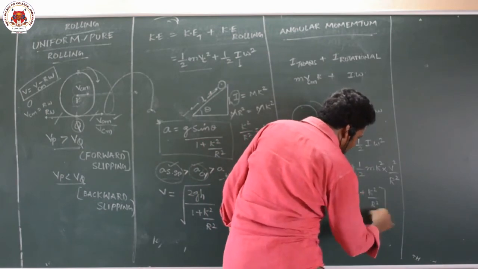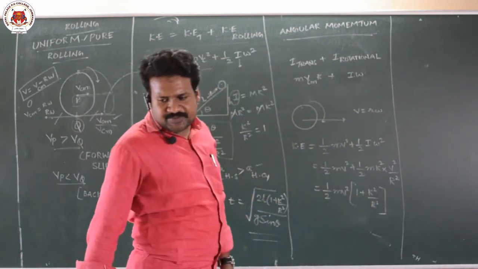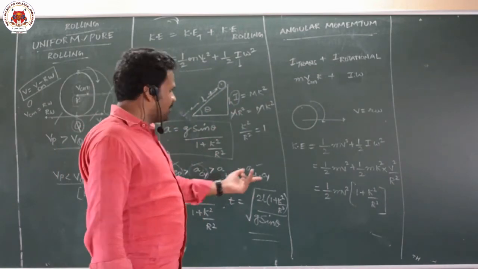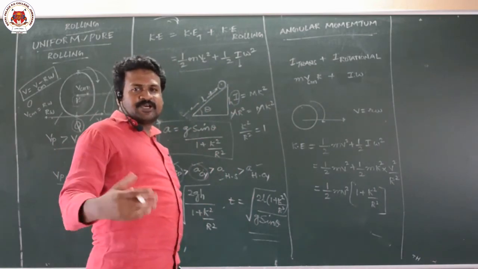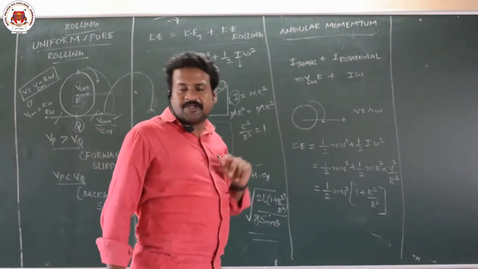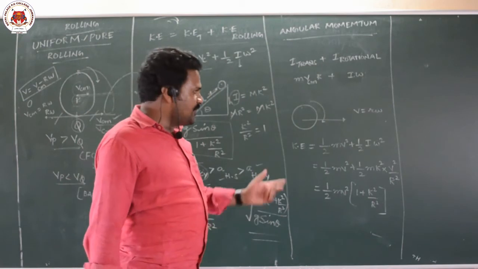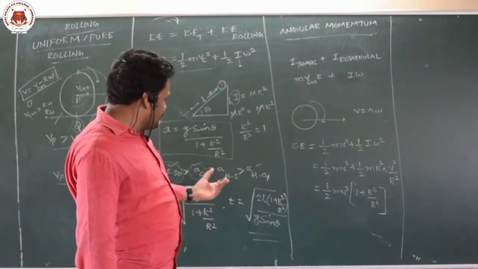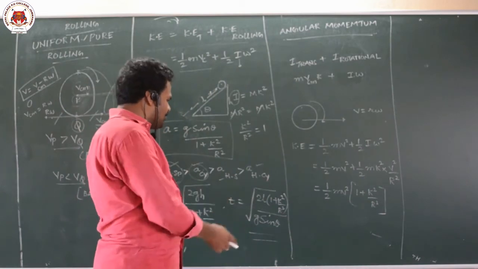This rolling motion is very simple. What they will ask in the exams is to calculate the kinetic energy, or which one reaches first based on k square by r square. K square by r square of a disk is 1 by 2. For a ring it will be 1, and for a sphere you can take 2 by 5. For a hollow sphere you can take 2 by 3. Like that you can take k square by r square and you can calculate.